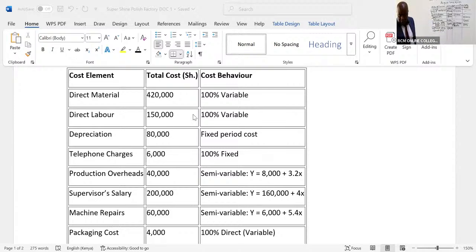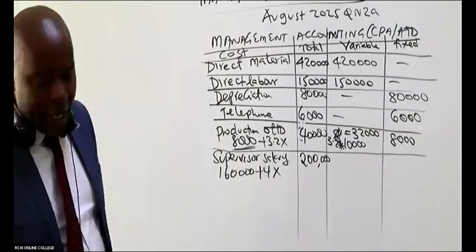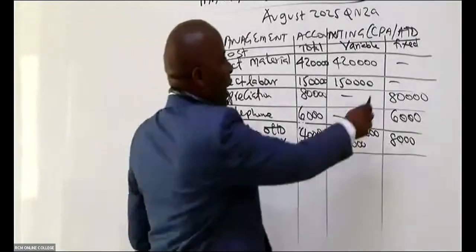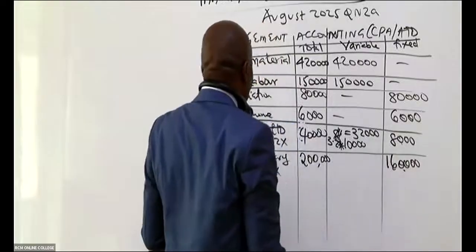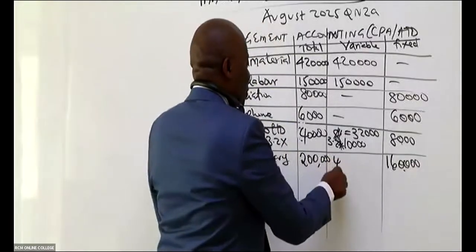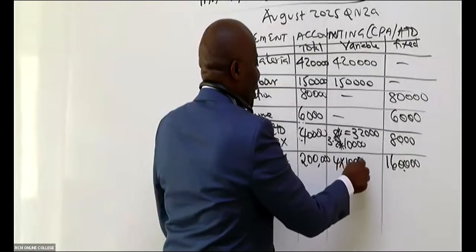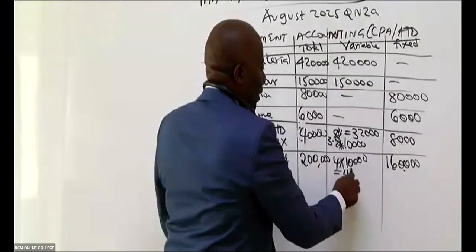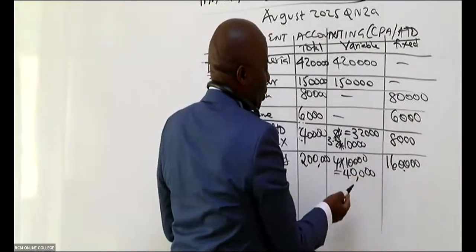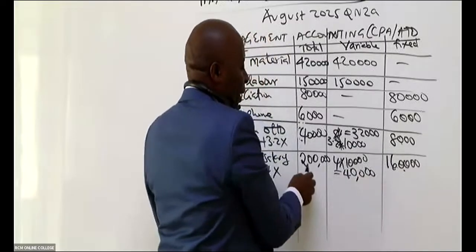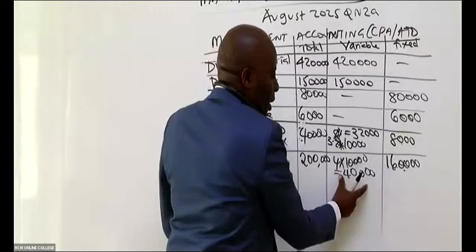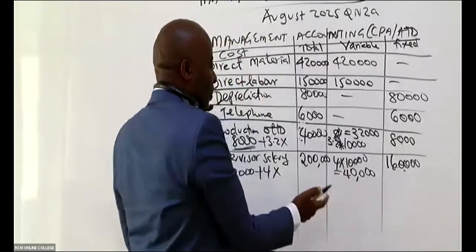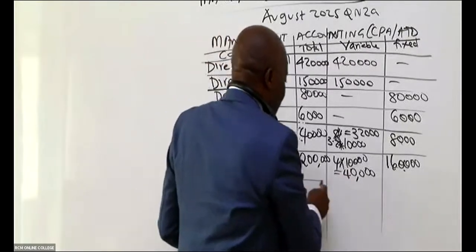If that is the case, ladies and gentlemen, then this is what we shall be doing. We can appreciate the fact that the 160,000 is wholly fixed. And then we have 4x, so this will be 4 times 10,000, giving us 40,000. If you add the two, you will end up getting this 200,000. Actually, once you know this, you could easily take this as a balancing figure. So that is supervisor's salary.